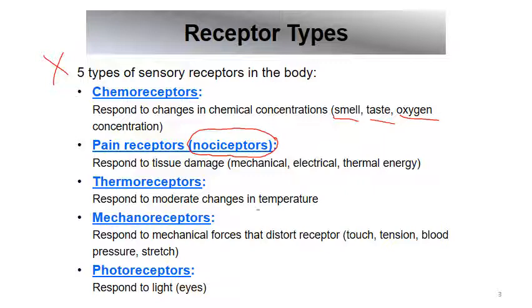Thermoreceptors, know that they respond to temperature changes in the body. Mechanoreceptors, they respond to mechanical forces. So know for this one, touch information, tension, blood pressure, and stretch. And the photoreceptors in our eyes, they respond to light. Okay, so know the basic information for each of these receptors that I underlined here.